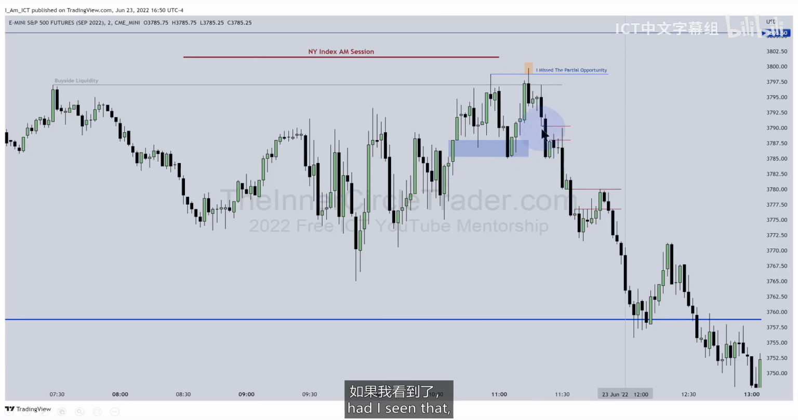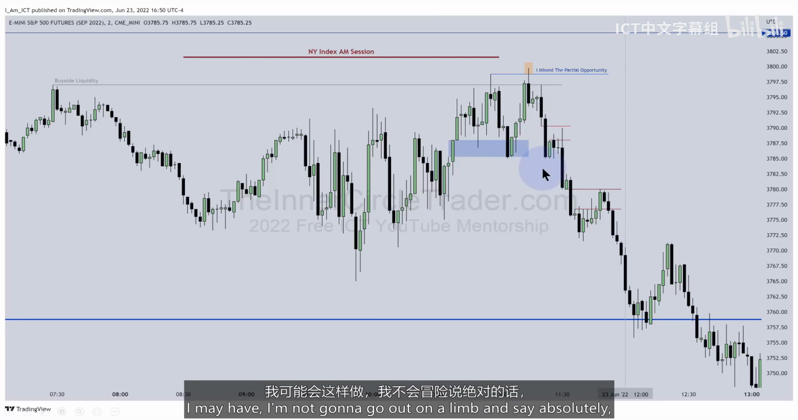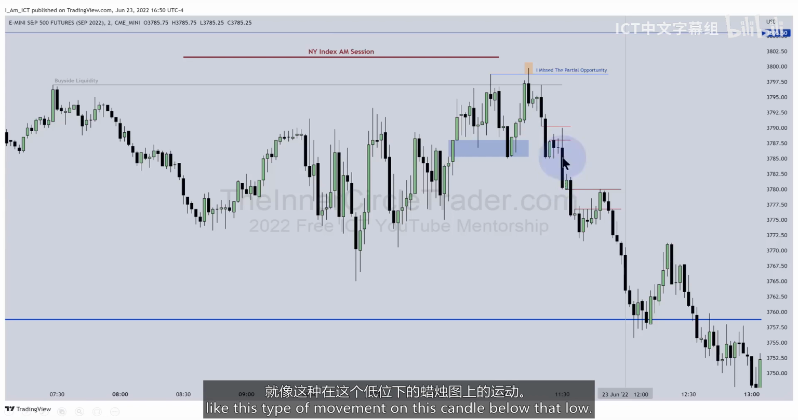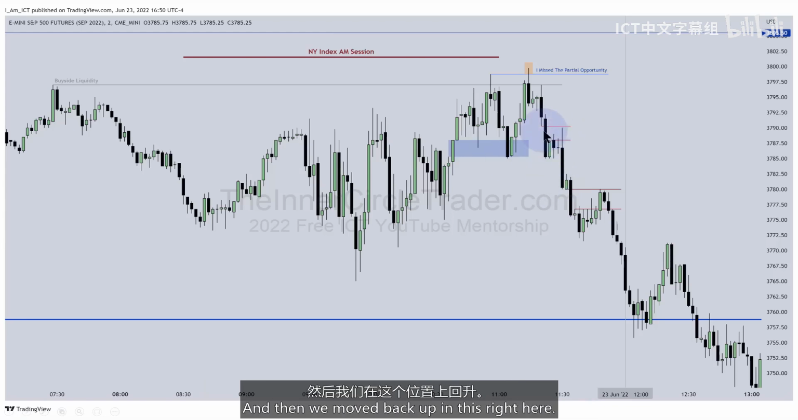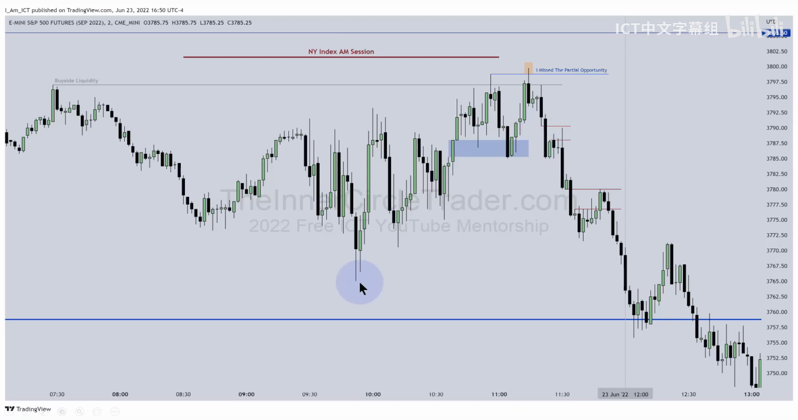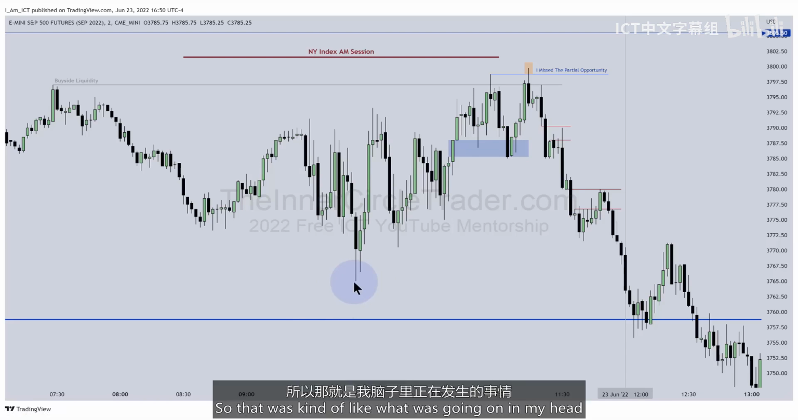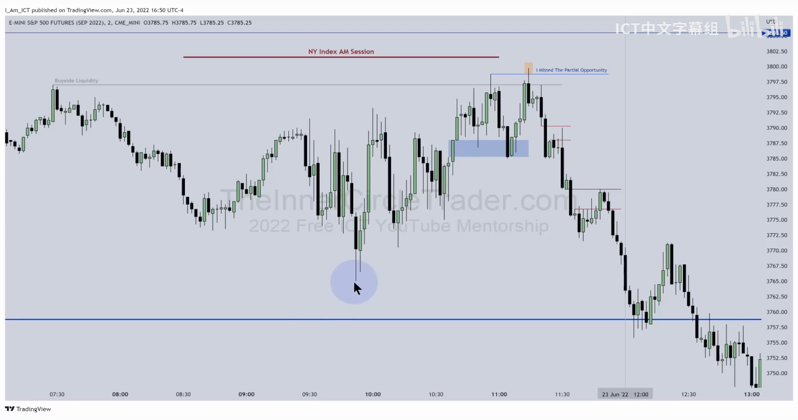Now, had I seen that, I may have, I'm not going to go out on a limb and say absolutely, but I may have, if it would have shown this type of movement on this candle below that low, and then we moved back up into this right here, then I probably would have said, well, I'm going to go short and aim for this low here. And then at noon, if I didn't get here, I would just close it off and then ride out the lunch hour. So that was kind of what was going on in my head.